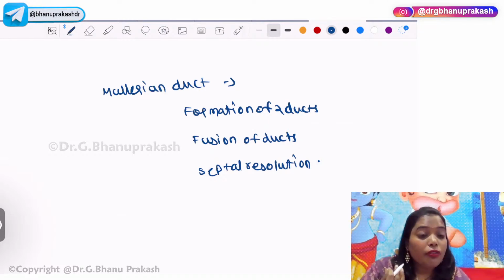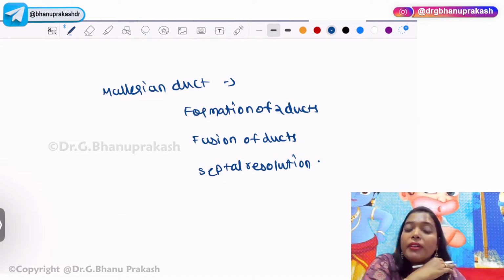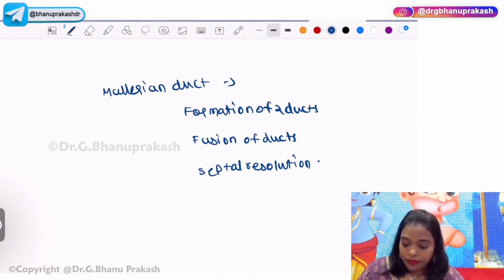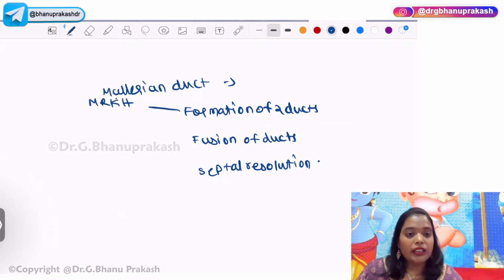When ducts don't form, now I'm discussing the congenital Mullerian malformation. So when ducts don't form, both ducts have not formed at all. MRKH. Yeah, congenital Mullerian agenesis. MRKH stands for Mayer-Rokitansky-Kuster-Hauser syndrome. Right?